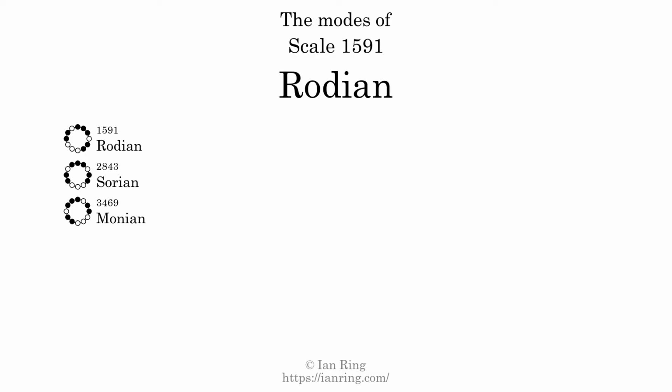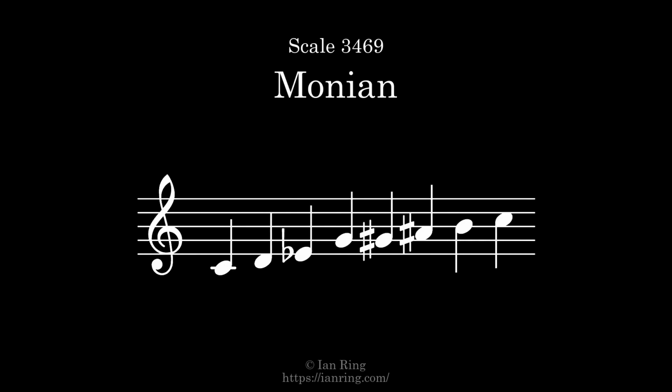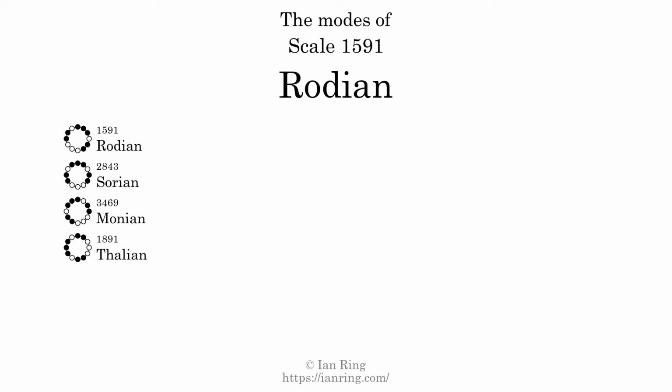The third mode is scale 3469, also known as Rodian. It sounds like this. The fourth mode is scale 1891, also known as Thalian. It sounds like this.